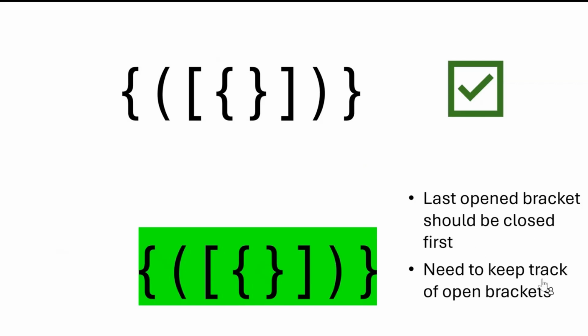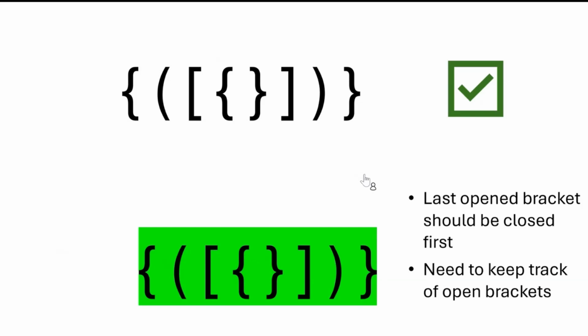We need to keep track of open brackets. Why? Because once this curly bracket is closed, we need to check what is the previous open bracket. So we need to keep the track so that we can backtrack to the previous open bracket. So what two properties are we seeing here? One is last in, first out, means for the last open bracket, check the close bracket first, and then backtrack, basically going back to the previous open bracket.